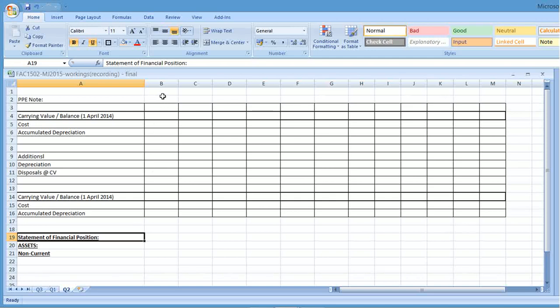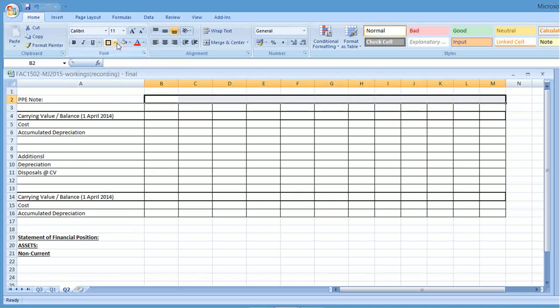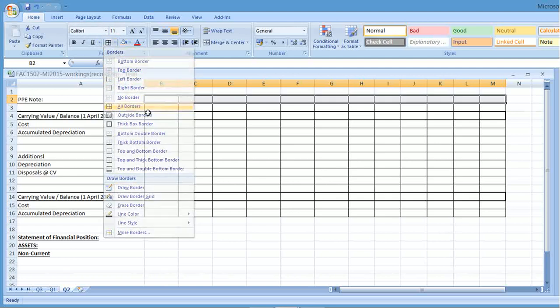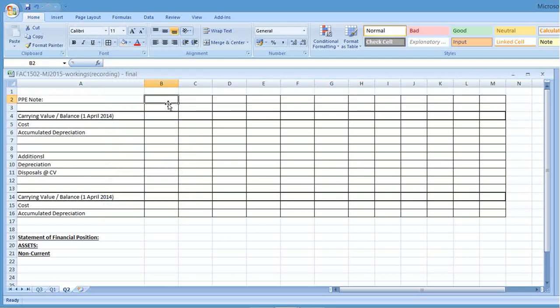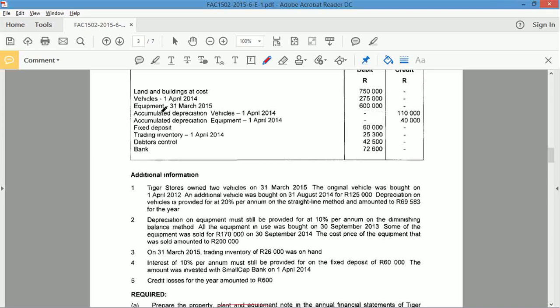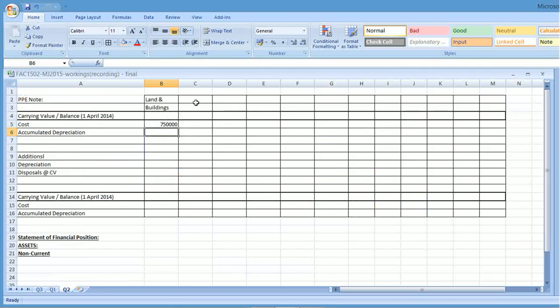Let's record that. So I'm going to have these different columns representing all these different assets. Well, not assets and liabilities, assets only because it's PPE. So you'll have land and buildings. And land and buildings started out at a cost of 750,000. Then they gave us vehicles 1st of April 2014. So because it's 1st April 2014, we know this is the opening balance, 275,000. This is for vehicles. Vehicles, cost price, 275,000.